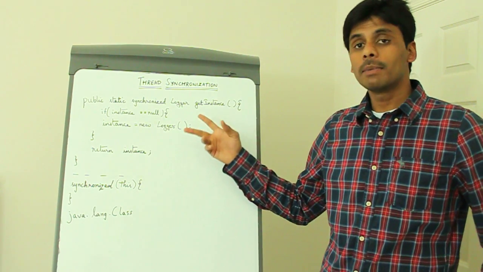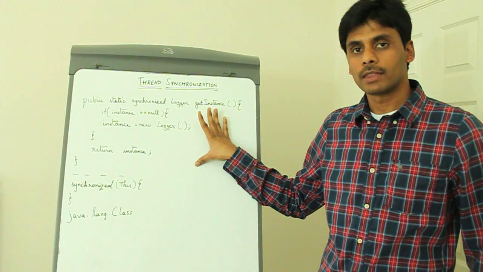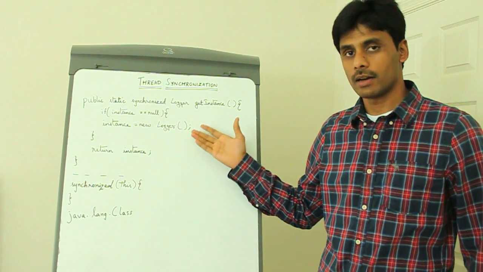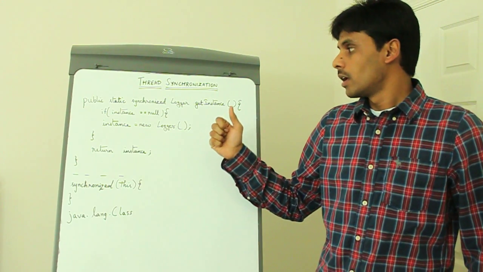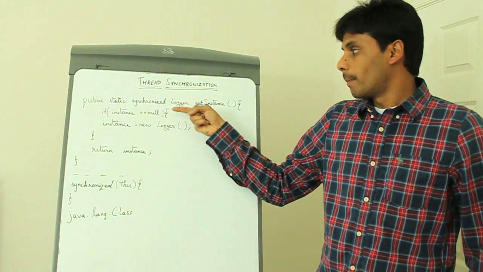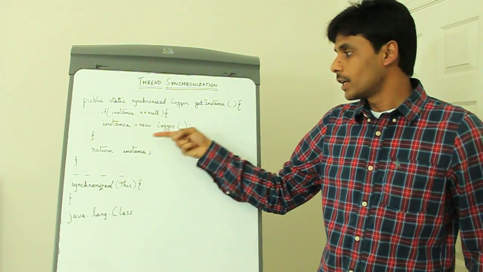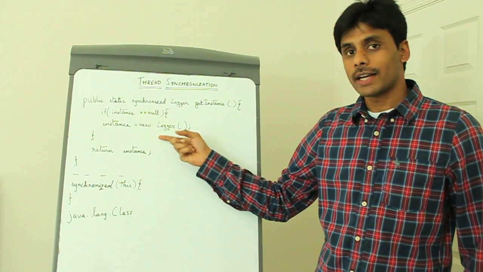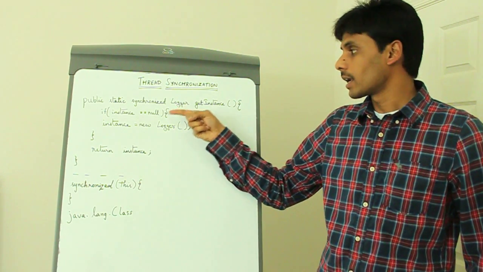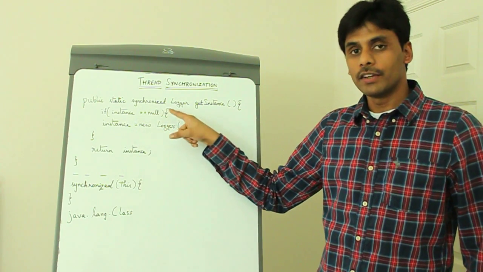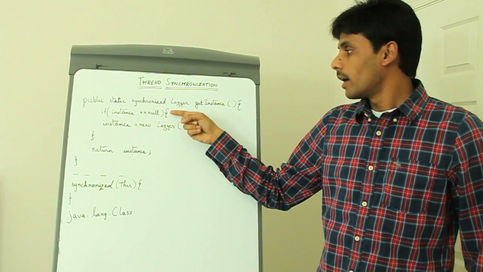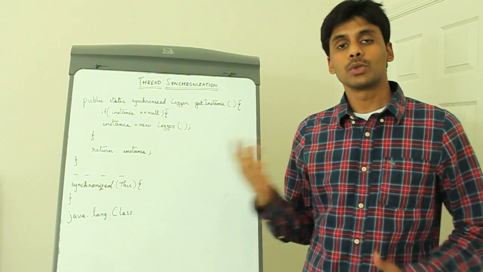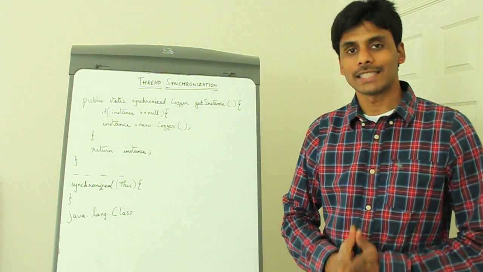Now if we have multiple threads accessing this method to get an instance of the logger class, while one thread might do the if check and get into the if block, before it creates the logger instance, another thread might come here and do the if check, and it might get into the if block as well. So these two threads end up creating two different instances.